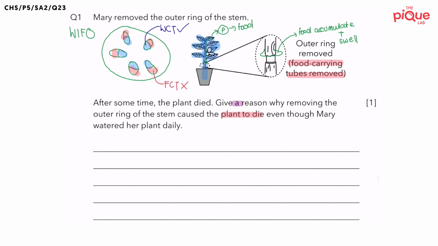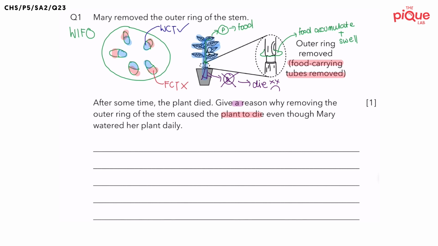Do you remember which part of the plant was unable to receive food? It is the roots. And the roots needs to receive food to carry out which life process? The roots will require food to carry out respiration to release energy to survive. Were the roots able to receive food? No. So were the roots able to carry out respiration to release energy? No. So what is going to happen to the roots eventually? The roots are going to die.